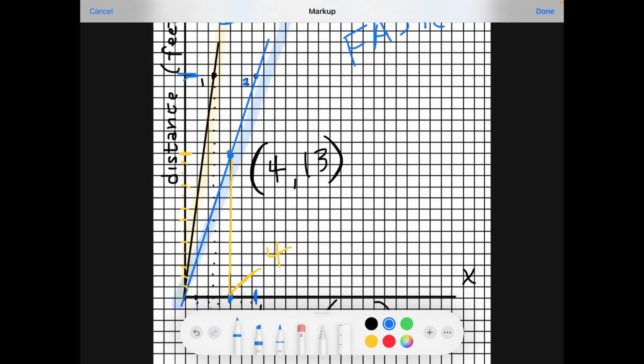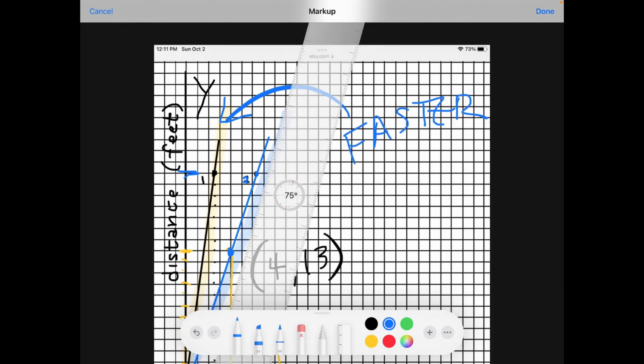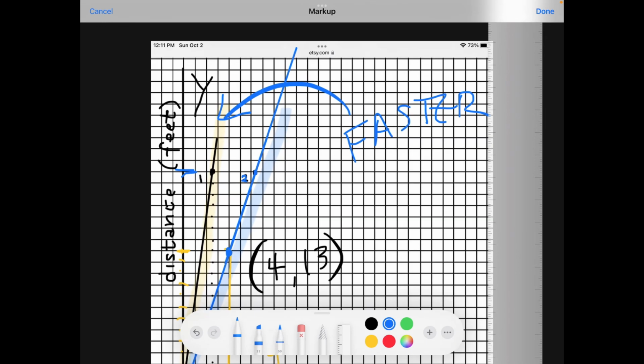I could also predict how many seconds it might have taken me to walk further. If we extend the graph beyond our data point, we can project or estimate how long it would have taken me to walk, let's say 21, 2, 3, 4, 5, 6, 7, 8, 28 feet.